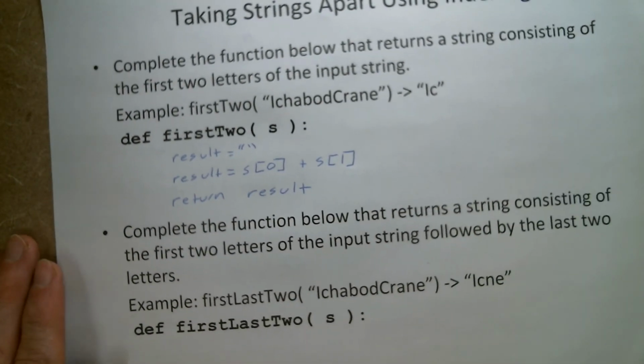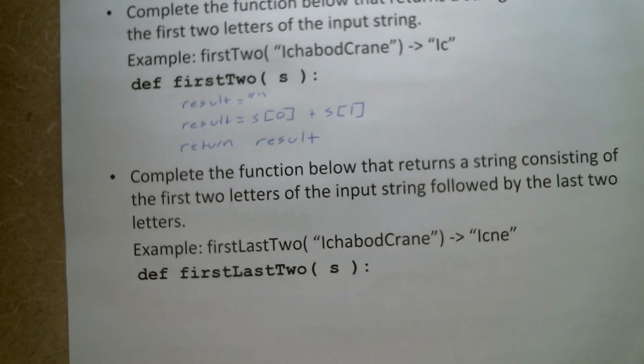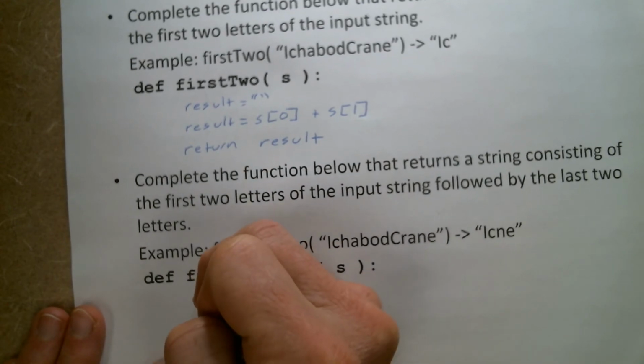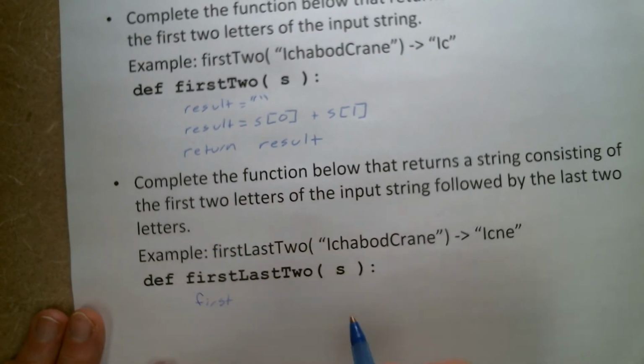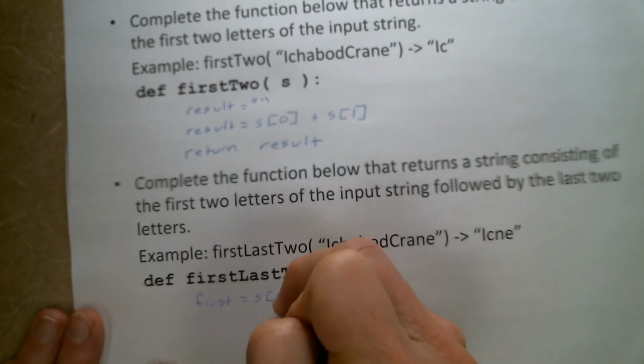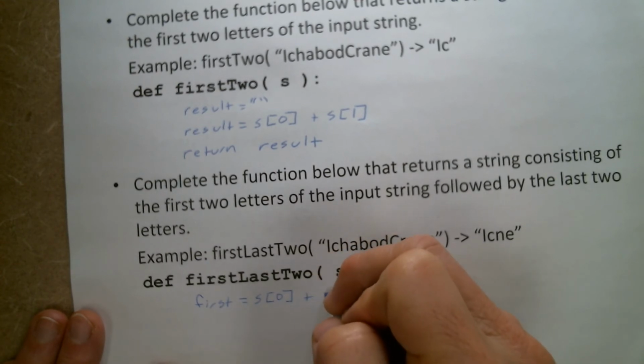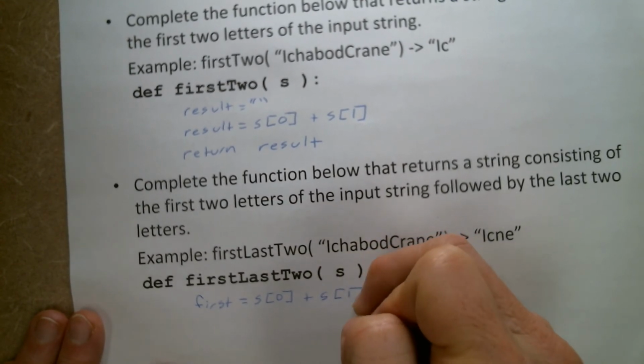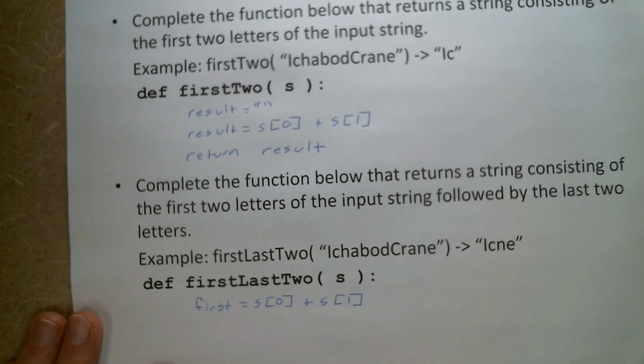All right, complete the function below that returns a string consisting of the first 2 letters of the input string followed by the last 2 letters. Example, first, last 2 for Ichabod Crane would be ICNE. Similar to what we just did, I am going to shortcut it a little bit this time. I'm going to make a variable called first. And instead of setting it equal to the empty string, I'm just going to jump ahead and do this part because it is exactly the same as the last part. So that's the first part of our string.